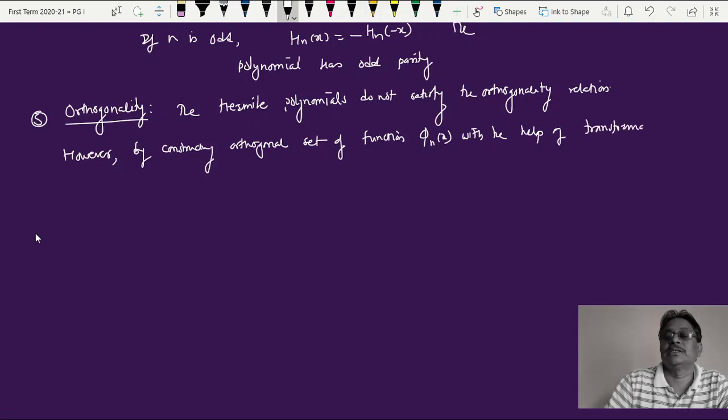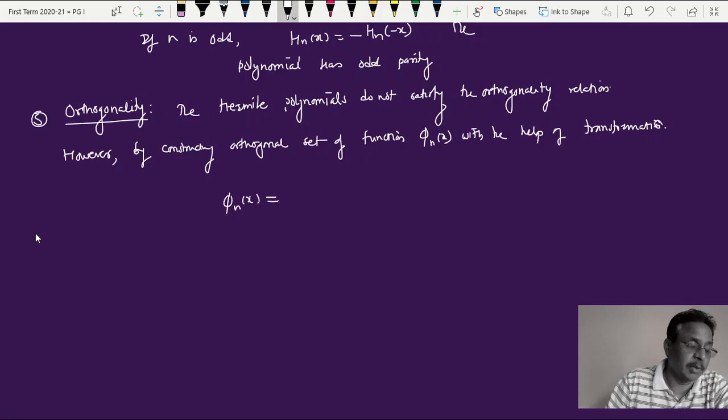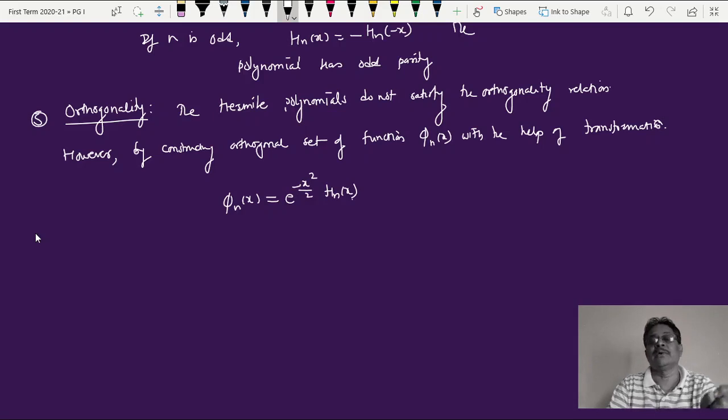I am just giving it as it is written in the textbook, no need to discuss much more about this. But those who want some more explanation of this, what is orthogonality, why it is not valid, can go for some standard reference book like RFKN or anything else. For PG students I am talking, you can go for that. So the transformation used here is phi n of x obtained by taking the product of e raised to minus x square upon 2 into the Hermite polynomial Hn of x. So from H0 of x I can get phi 0 of x, from H1 of x I can get phi 1 of x, from H2 of x I can get phi 2 of x, and so on.